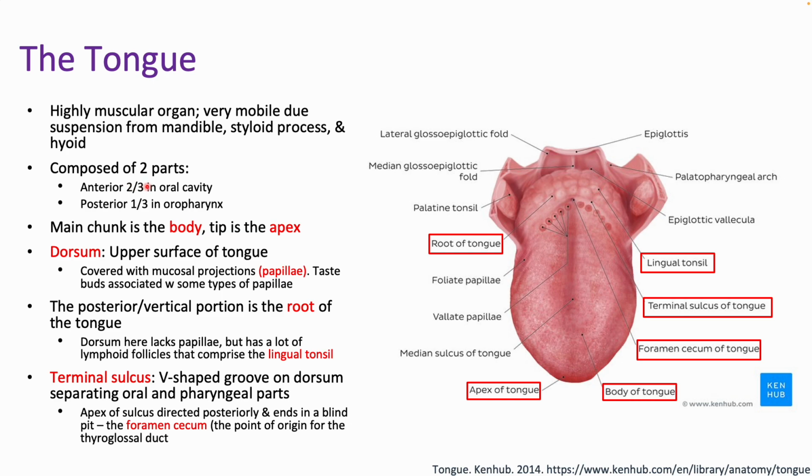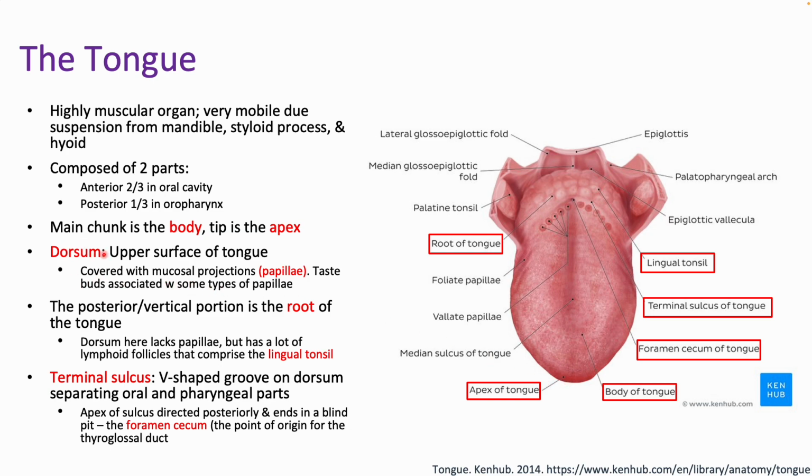And so as we've already seen looking at the cranial nerves, it's composed of two different parts. So we have our anterior 2/3 and our posterior 1/3. The anterior 2/3 is going to be in our oral cavity. The posterior third is going to be back in our oropharynx. The main chunk is the body of the tongue. The tip of the tongue is going to be referred to as the apex.